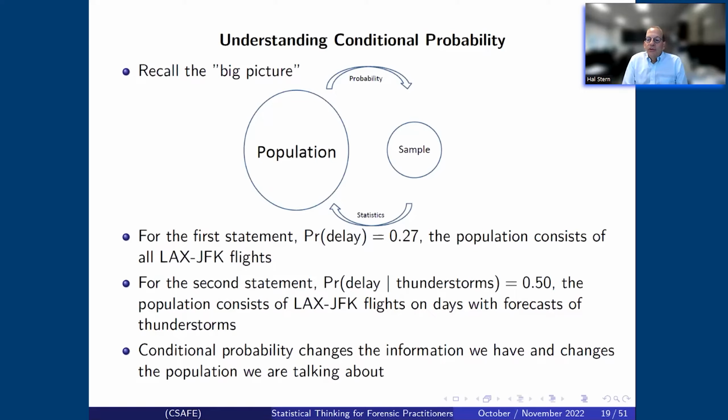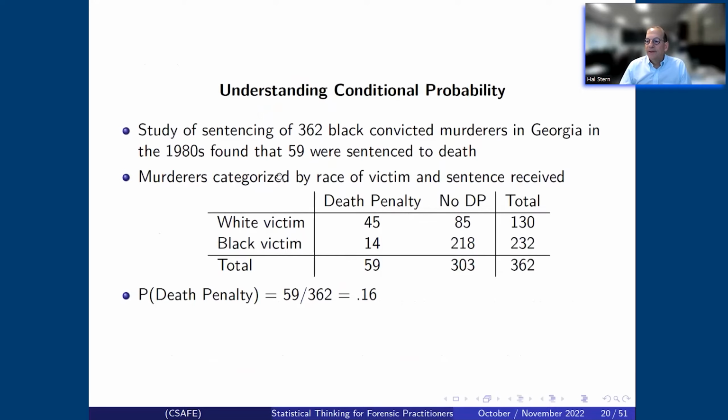In this case, you can really think about two different probabilities. One says, assume I have no information other than I'm about to get on a plane from LA to JFK. What's the probability that that plane will be delayed? My guess is 0.27. Second situation, I have more information. It's a rainy day forecast. And I can ask, on those kinds of days, what's the probability? For me, I would say all probability is conditional. All probability depends on what you were assuming about the population.